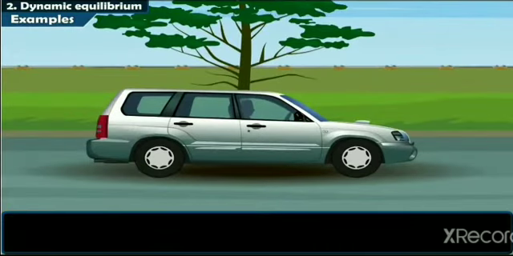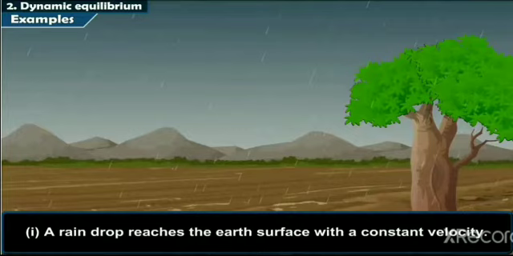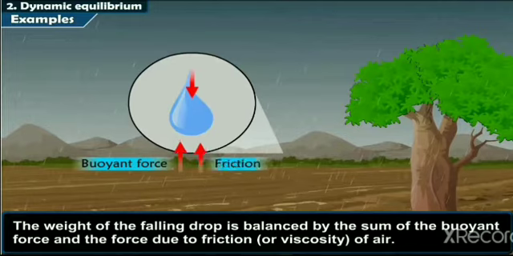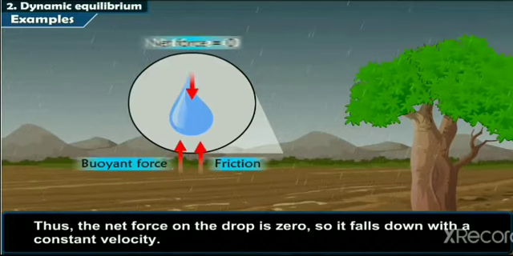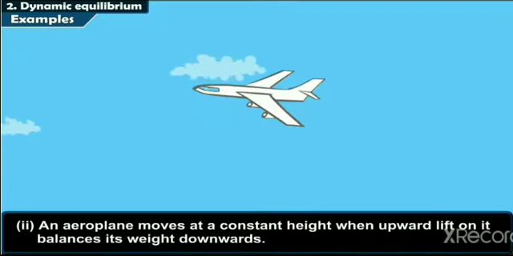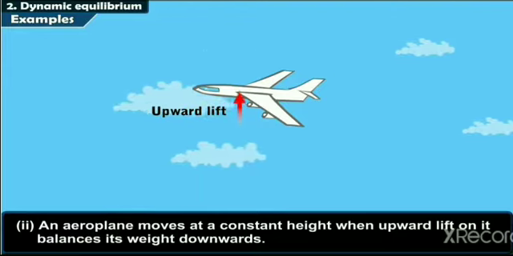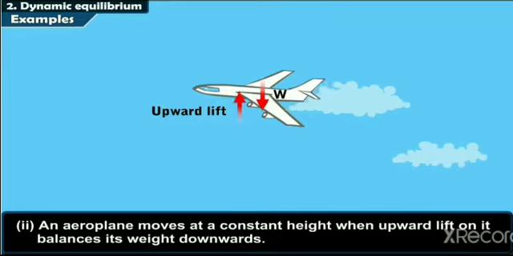Let's see some examples. First, a raindrop reaches the Earth's surface with a constant velocity. The weight of the falling drop is balanced by the sum of the buoyant force and the force due to friction or viscosity of air. Thus, the net force on the drop is zero, so it falls down with a constant velocity. Second, an aeroplane moves at a constant height when upward lift on it balances its weight downwards.